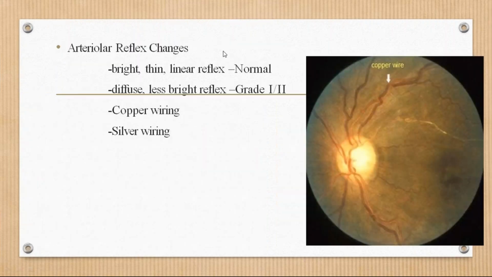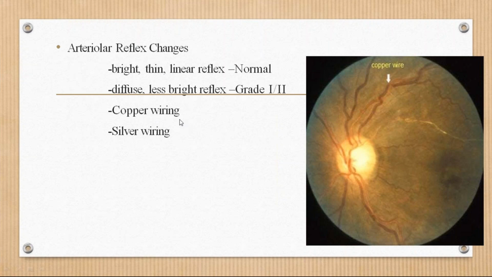So one more thing is there will be arteriolar reflex. There will be reflex from the arteries. So normally how will the reflex be? It will be a bright, thin, and linear reflex. But in hypertensive retinopathy, the reflex will not be thin. It will be a diffuse reflex and it is less bright when compared to normal.